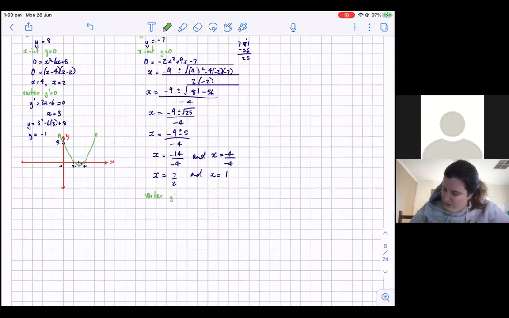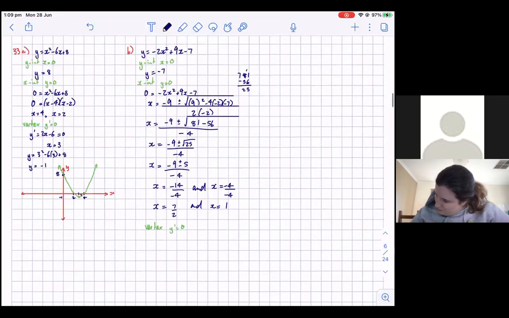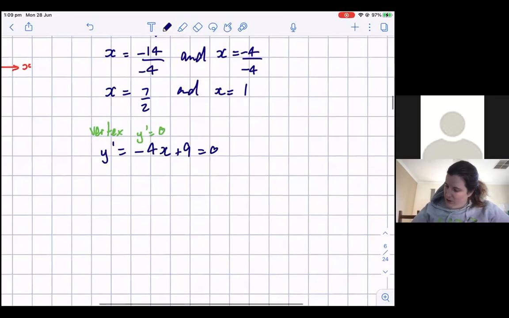It's when the derivative is 0. Let me just remind myself. Okay, so our derivative is going to be, take the 2 down the front, we've got negative 4x plus 9, and that's going to be 0. So we've got negative 4x equals negative 9, so we've got 9 on 4. Sub that in to then find y.